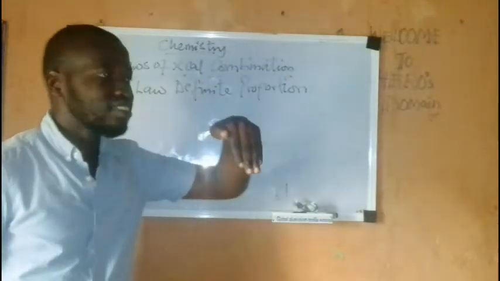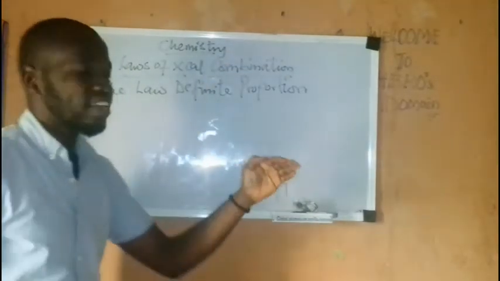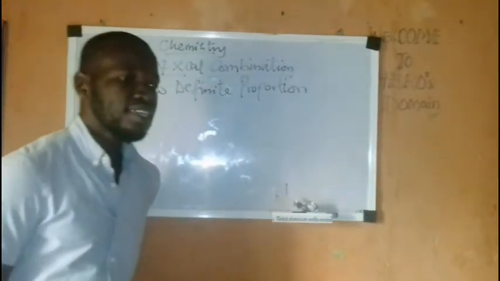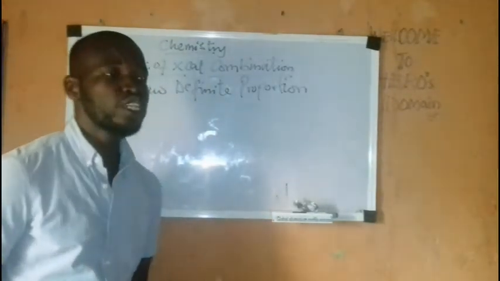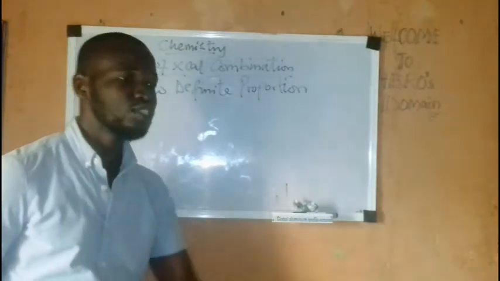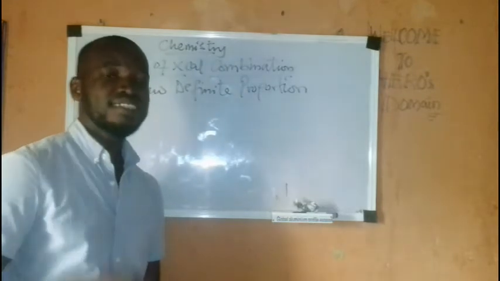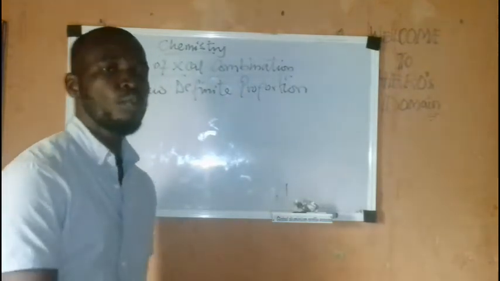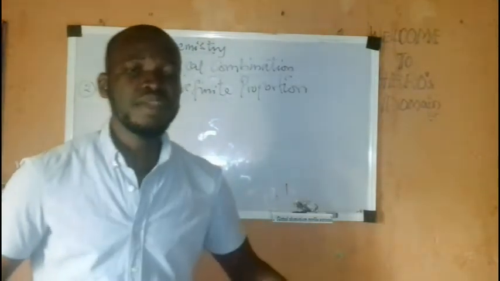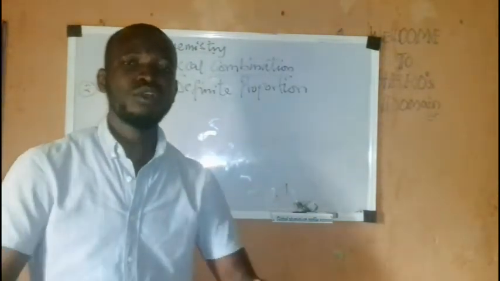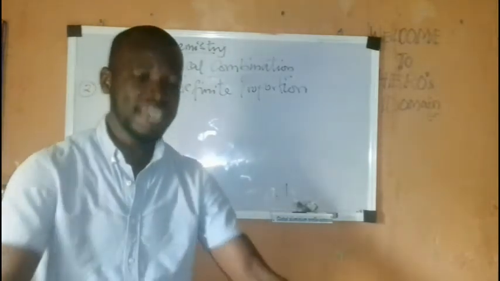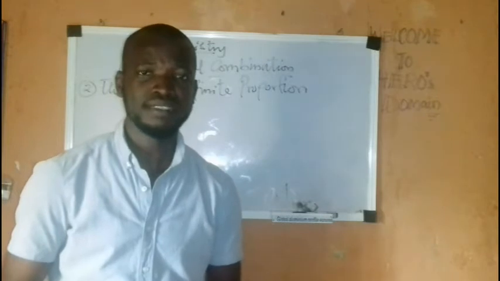We are going to discuss here the law of definite proportion. Remember, I said previously that every chemical equation must obey these two laws: the law of conservation of mass and the law of definite proportion. Now, this law states that every pure sample of a chemical compound contains the same elements combined in the same proportion by mass.